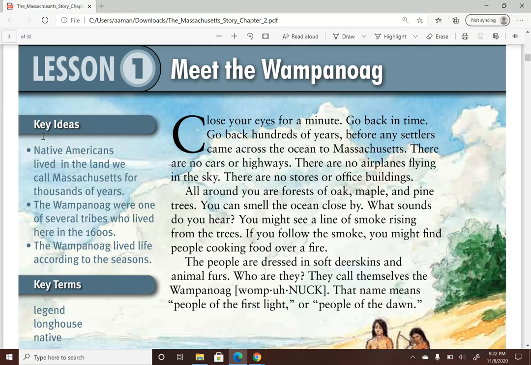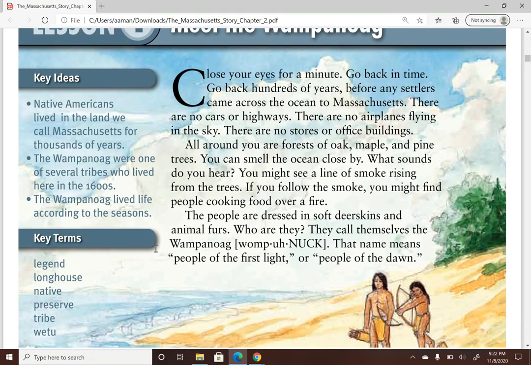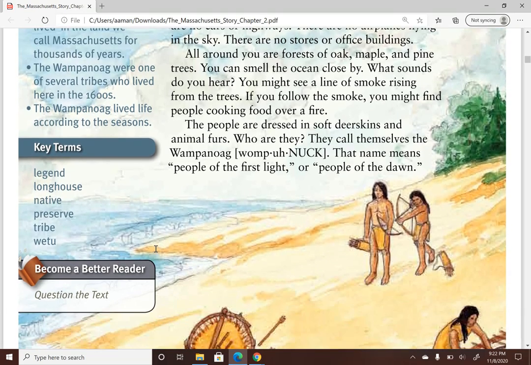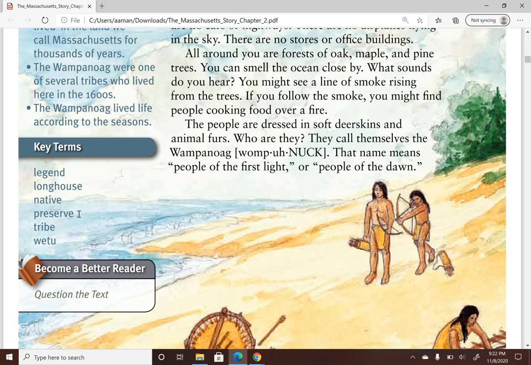Key ideas. That's the key ideas of this chapter. Native Americans lived in the land we call Massachusetts for thousands of years. The Wampanoag were one of several tribes who lived here in the 1600s. The Wampanoag lived life according to the seasons. Then key terms, so that's words we're going to learn about, are legend, longhouse, native, preserve, tribe, and Wetu.